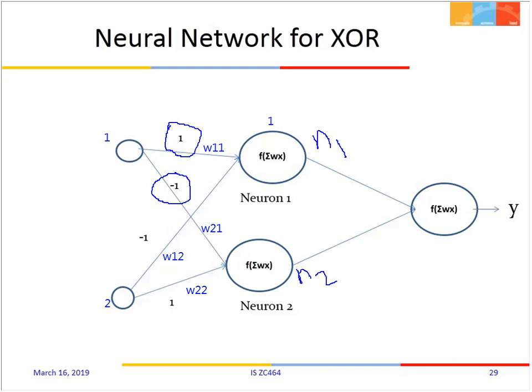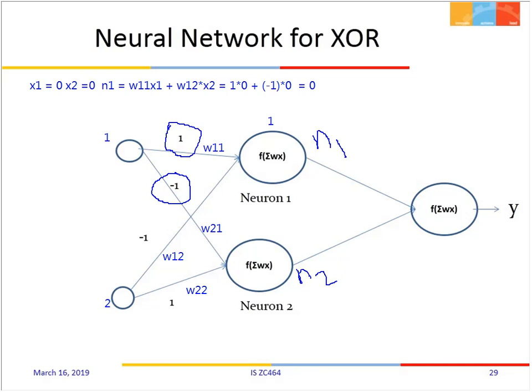Now what is the expression for n2, the second neuron's weighted sum? The second neuron's weighted sum is equal to w21 x1 plus w22 into x2. You can put the star in between. This is equal to, what is w21? W21 is minus 1 into 0 plus 1 into 0. So n2 is actually also 0.